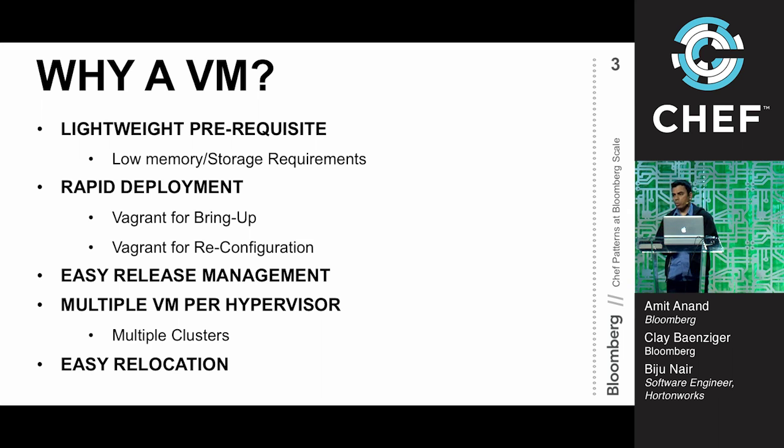We use Vagrant to bring up these VMs, and we use Vagrant to reconfigure these VMs. This gives us rapid deployment for our Bootstrap host, and it also allows us to easily relocate these virtual machines to any other hypervisor host if we need to.